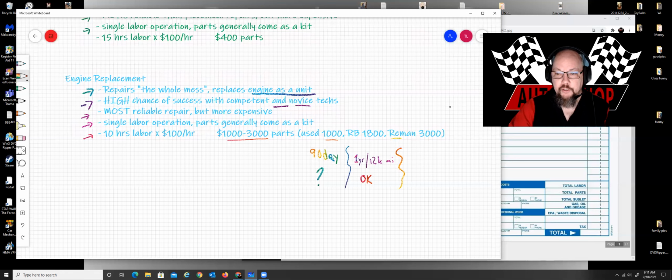This remanufactured one, though, is high cost, $2,700, $3,000, okay? It can get up there, sincerely, like, wow. But this comes with a manufacturer's branding, typically. Ford Motor Company or Motorcraft in this case, because we're working on a Ranger, right?